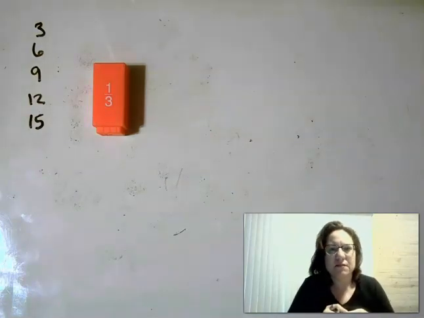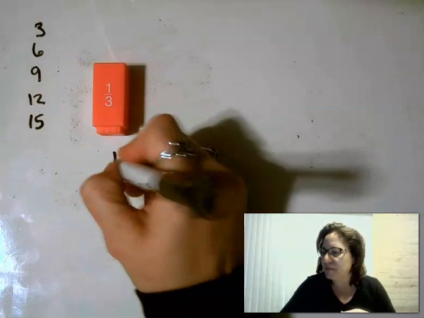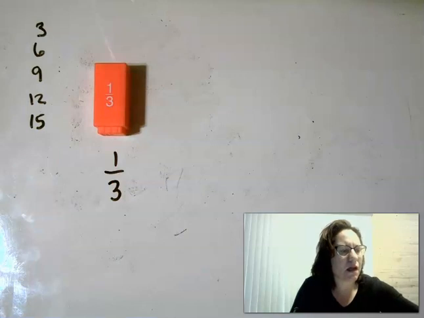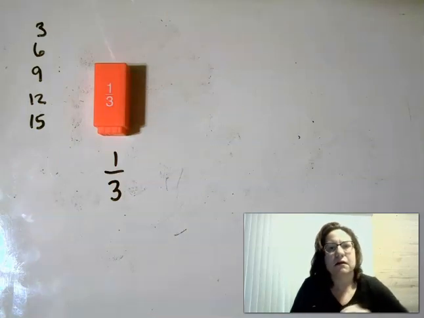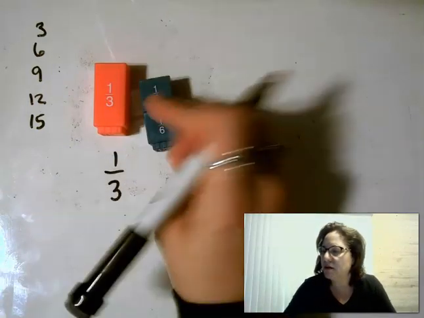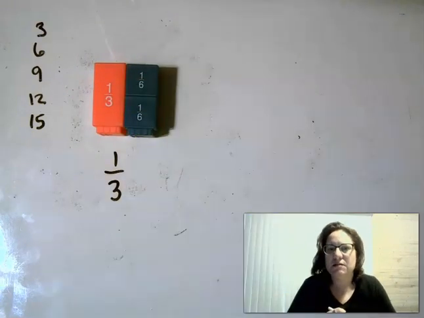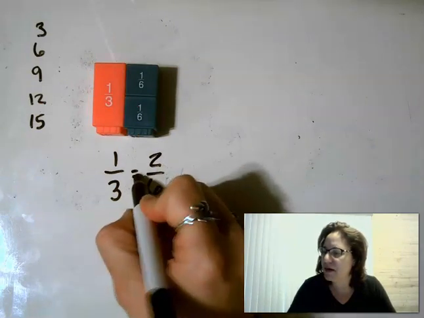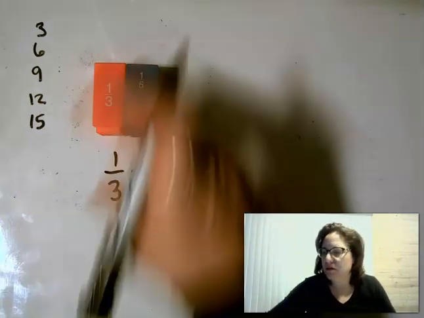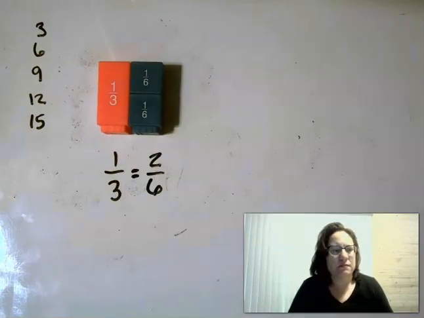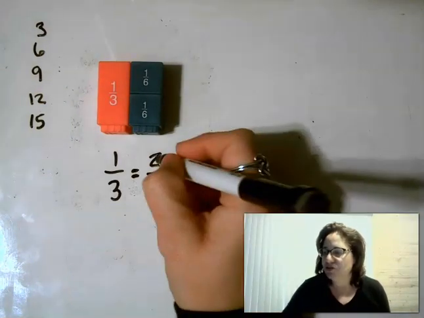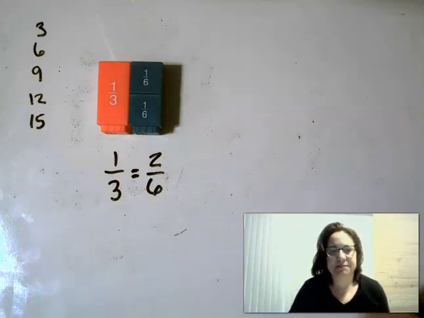So let's see. So we have thirds. Let me find those sixths. I had sixths. Aha, here they are. 2 sixths is the same amount as 1/3. One goes into 3 3 times, and 2 goes into 6 3 times.